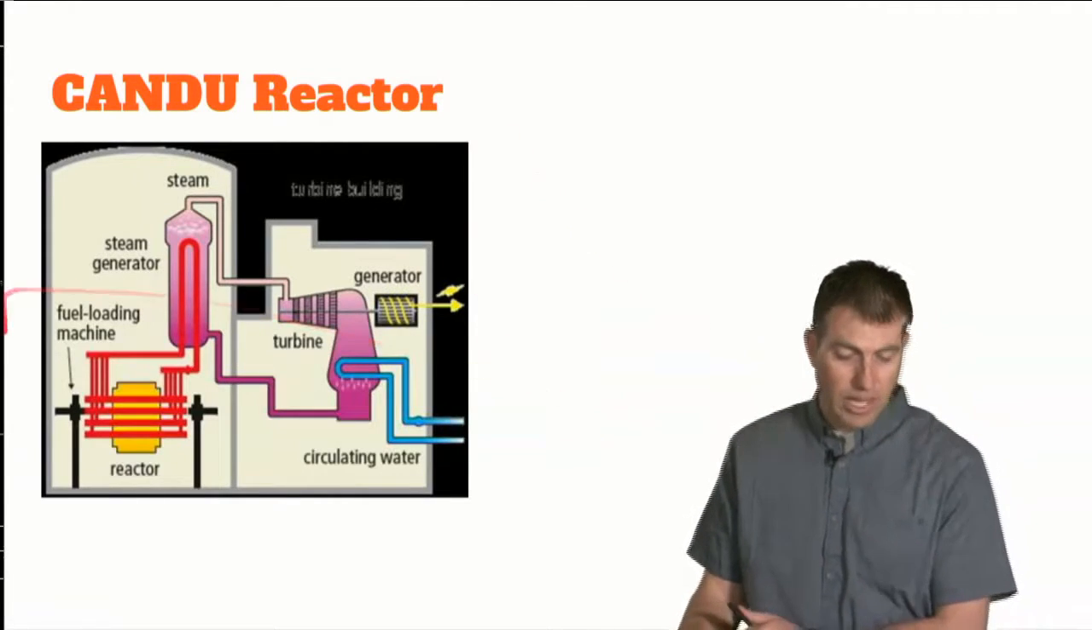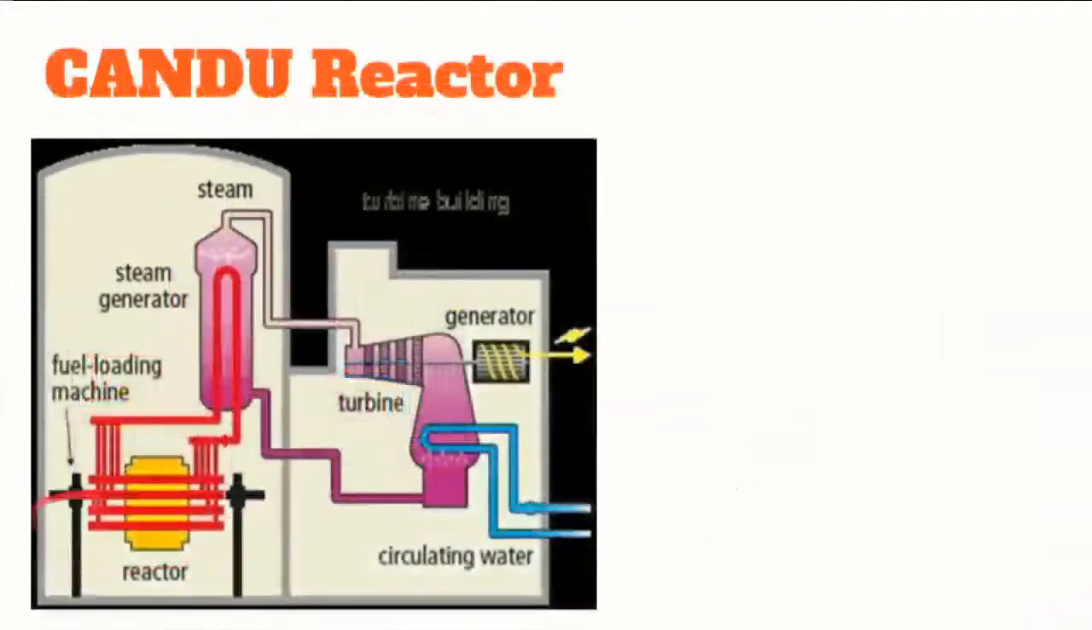So this is the inside of a CANDU reactor. Right here you have your reactor core, and this is a big containment dome made of concrete. So this is a couple feet of concrete. And in the reactor core, you have these little machines that put in new rods. So they put uranium in here. And in this red loop, we have water. It's generally heavy water, which is a special type of water.